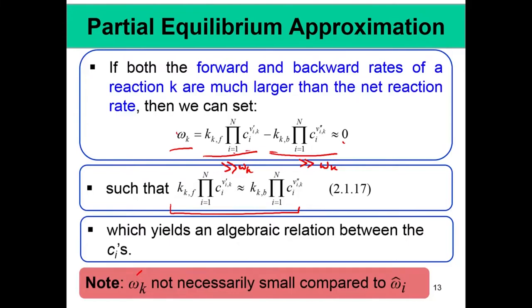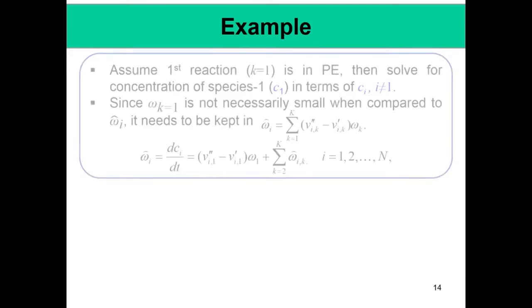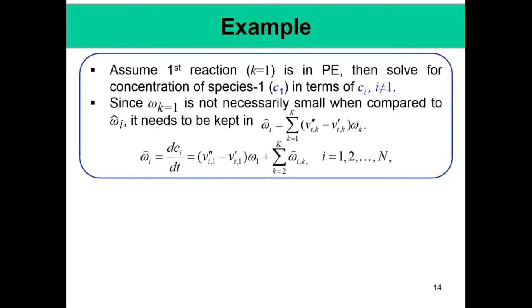Now, let us say that the first reaction, for k equal to 1, is in partial equilibrium, and then we solve for the concentration of species 1, C1, in terms of Ci. Okay. Now, since omega for k equal to 1 is not necessarily small when compared to omega I, it needs to be kept in the equation of omega I, which is the rate of change of the concentration of species I. Okay. And we can split up the contribution from the first reaction and all other reactions. So, omega I has a contribution from the first reaction, and it has a contribution from all other reactions.